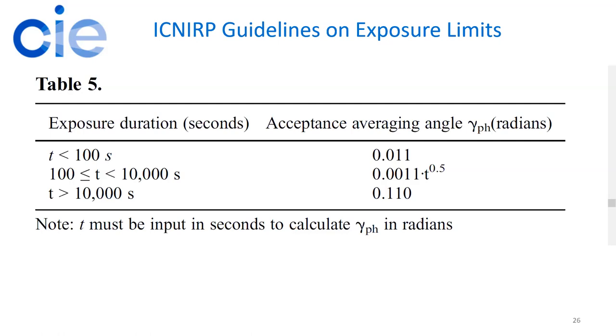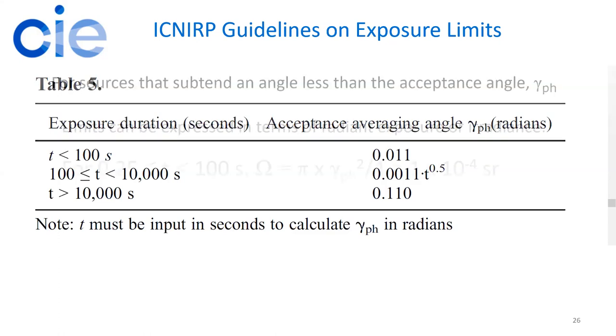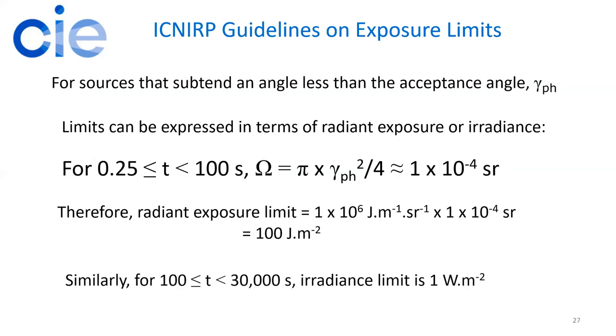And that's partly because our eyes are in motion the whole time, and the exposure from a source is going to be smeared over the eye. But again, recognizing that most of our exposure comes from reflective surfaces and not from looking directly at the source. So by using that information, one thing we can do to simplify the measurement is to convert the radiance or integrated radiance limits into radiant exposure or irradiance.